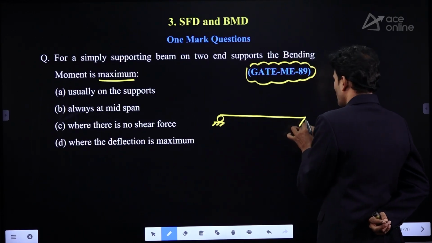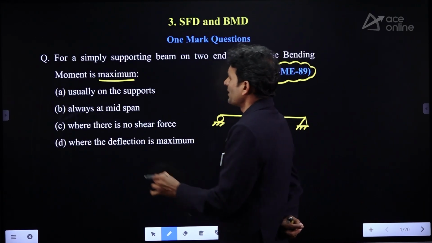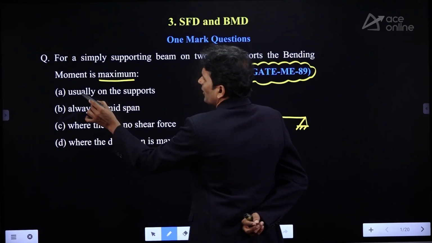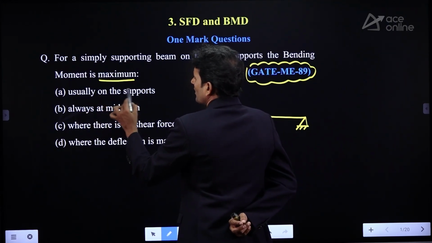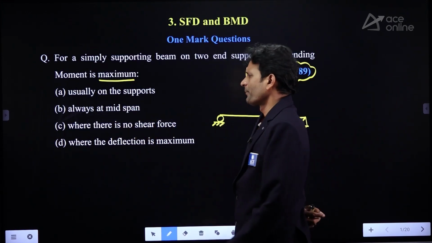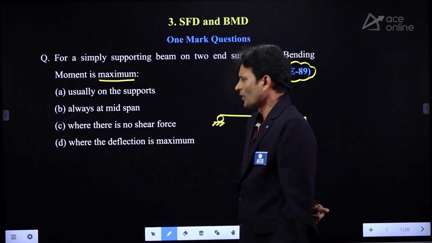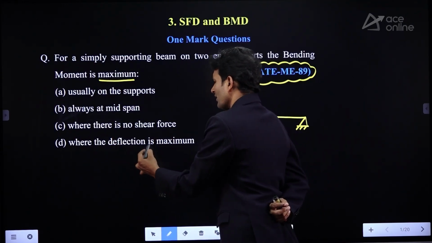Supports we are providing at end corners. Under loading condition, bending moment should be maximum where? Option A, usually on the supports. Option B, always at midspan. Option C, where there is no shear force. Option D, where the deflection is maximum.